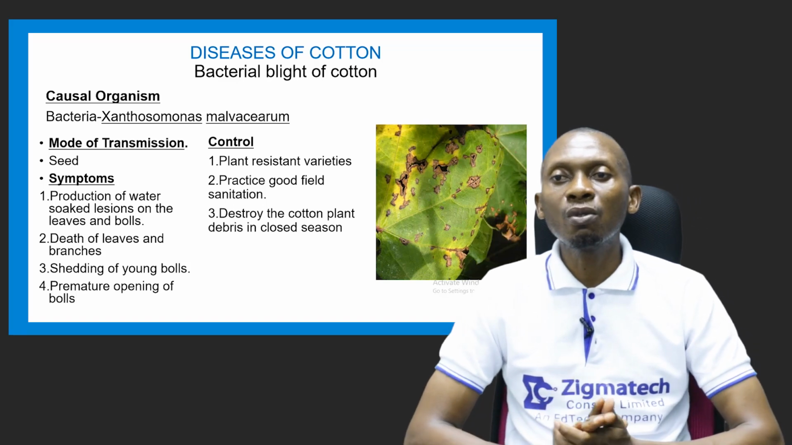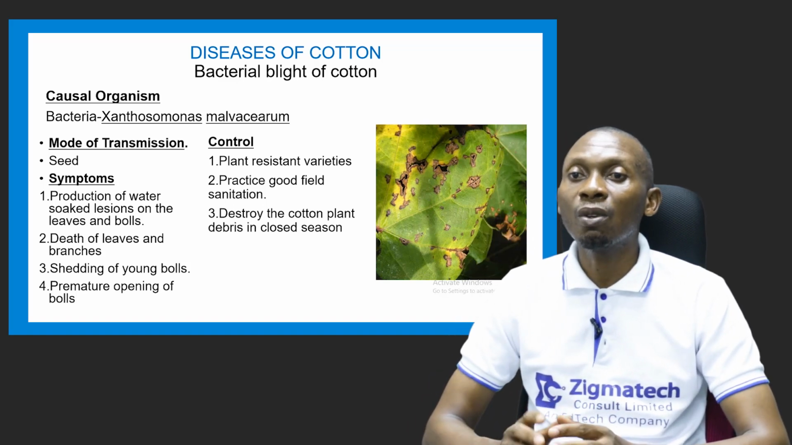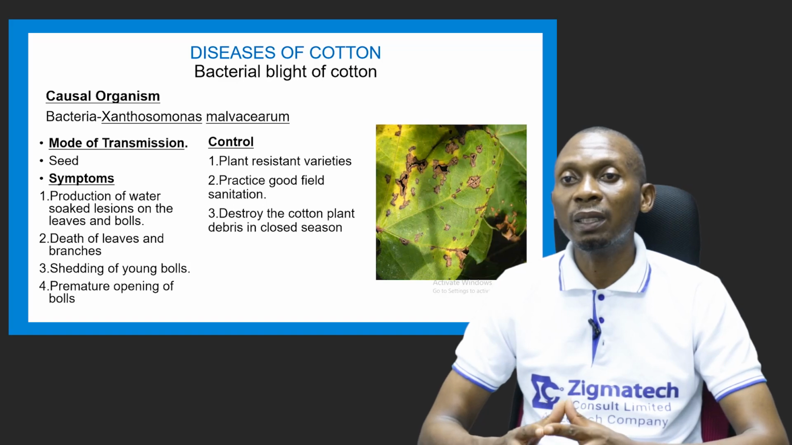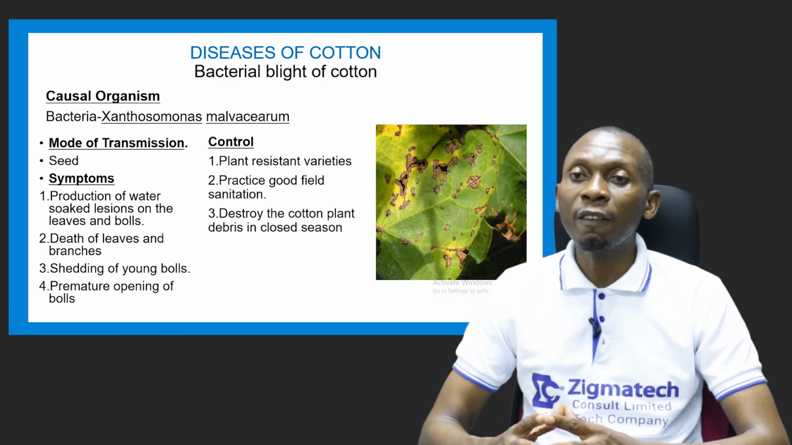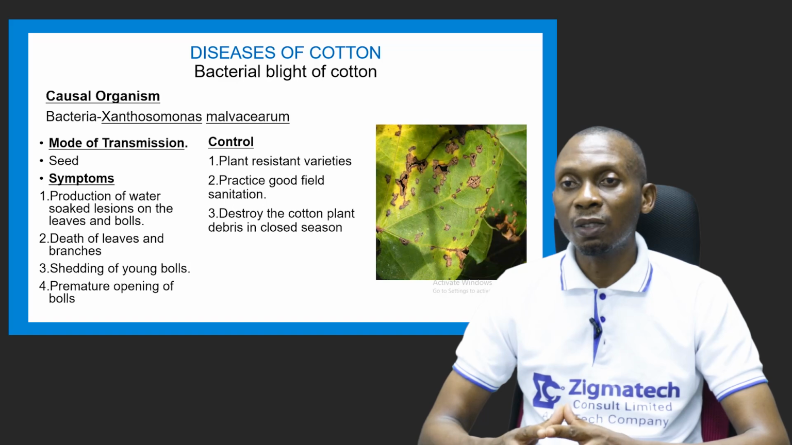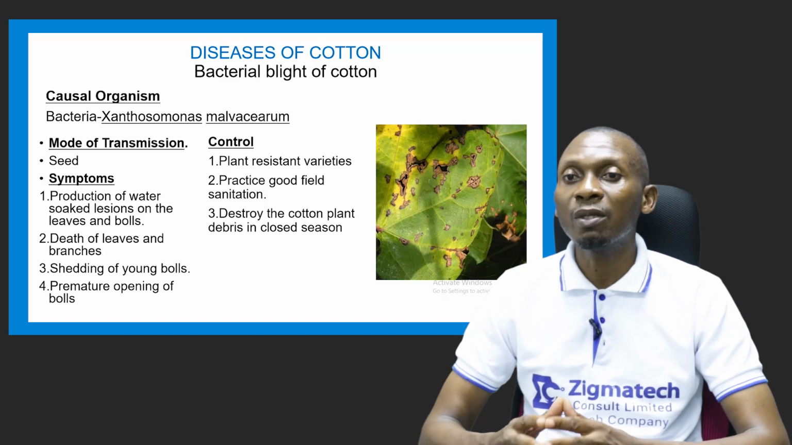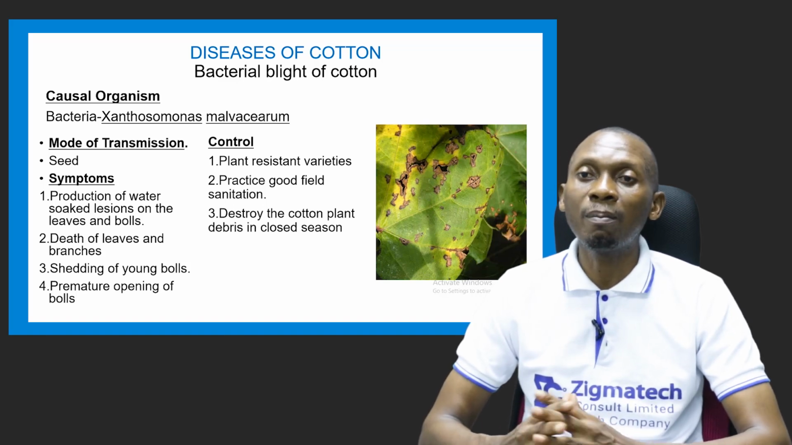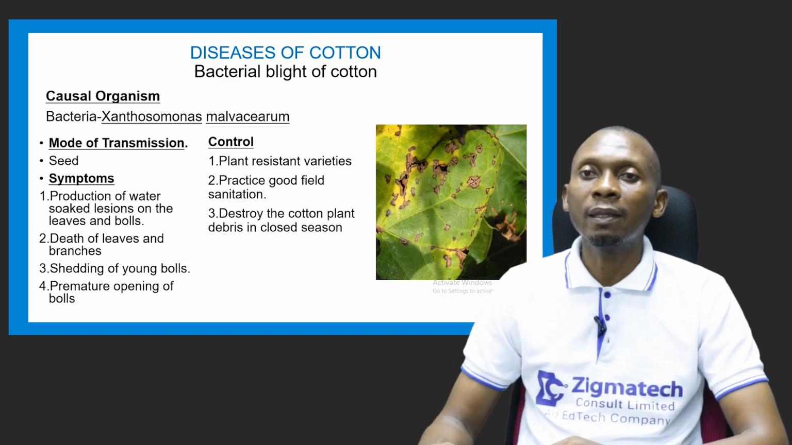Then we should also destroy cotton plant debris in closed seasons. This is where you're not cultivating. At that point, where you have harvested and you're not cultivating till the next season, you make sure you destroy all debris, leftover parts of the previous planting season.